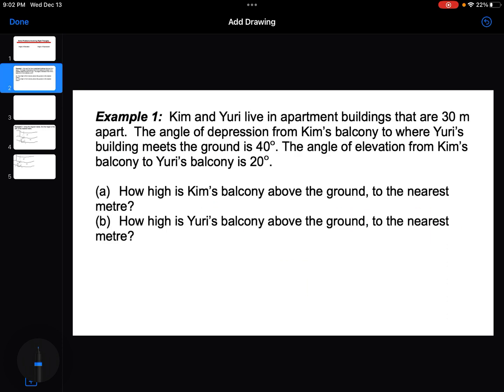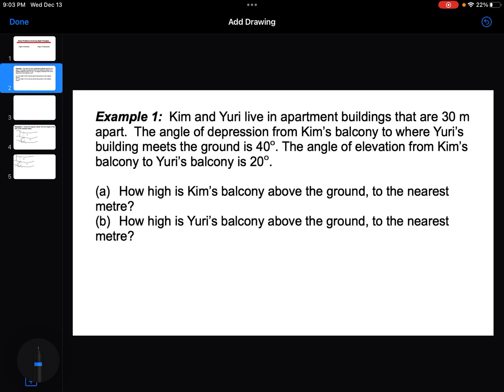So if we look at this first example, we've got Kim and Yuri live in apartment buildings that are 30 meters apart. The angle of depression from Kim's balcony to where Yuri's building meets the ground is 40 degrees. The angle of elevation from Kim's balcony to Yuri's balcony is 20. How high is Kim's balcony from the ground? How high is Yuri's balcony from the ground? If I'm looking at a question like this, I essentially make both of their balconies the top of the building. You don't have to, but it just makes the question a little easier that way.